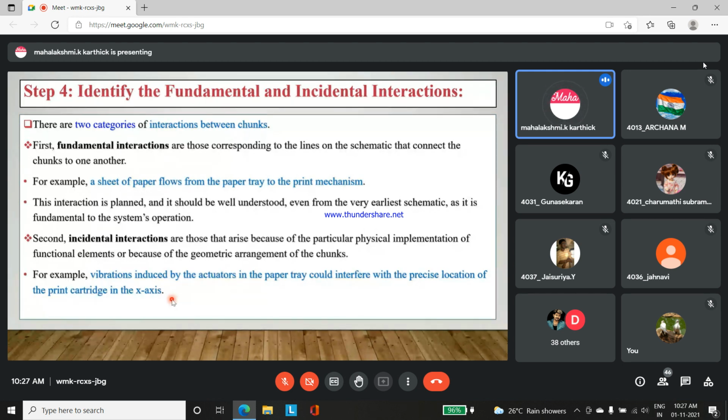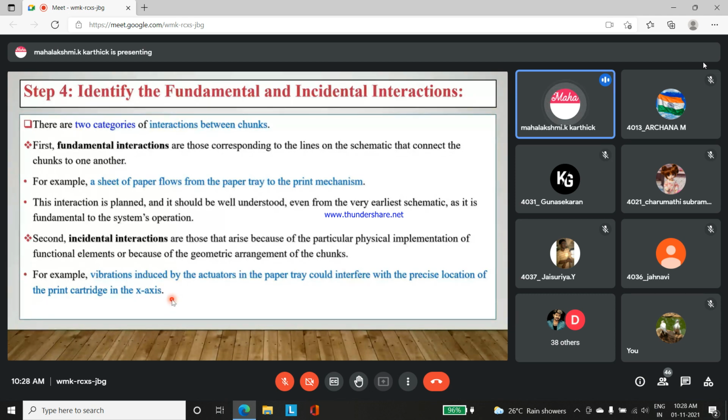In between, due to frequent usage of a particular part or some vibrations, the two chunks interact a lot and a problem occurs. Automatically, when you print a document, you may see dark lines, or some vibration sound may occur due to frequent usage of two chunks. So that also should be identified for any product.